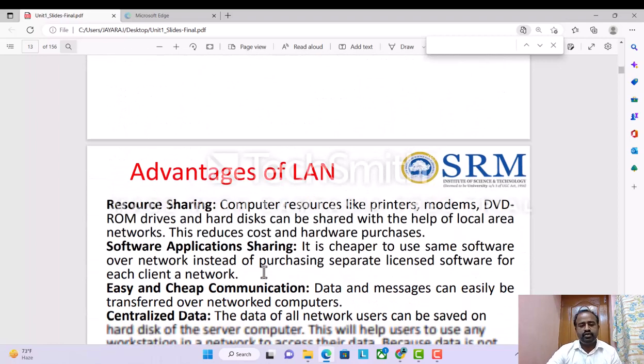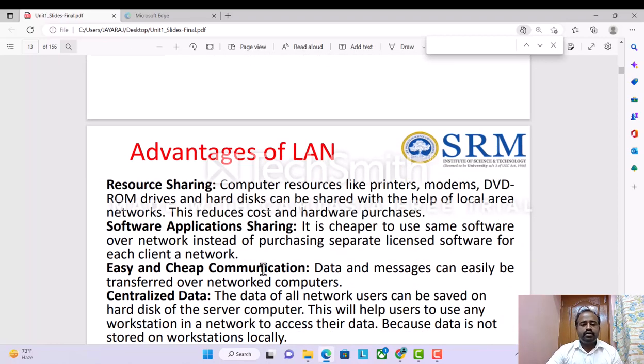Advantages of LAN. If we can share the entire details, there will be no need for individual printers and modems. We can share the internet connection, the printing resources, the drivers, hard disks, everything can be shared within the system. This reduces the cost of hardware purchases, so we need not buy individual components for each system. Then application sharing. If we have the software in that particular system, we need not buy it for everyone. We can use the same software with the license in the client network.